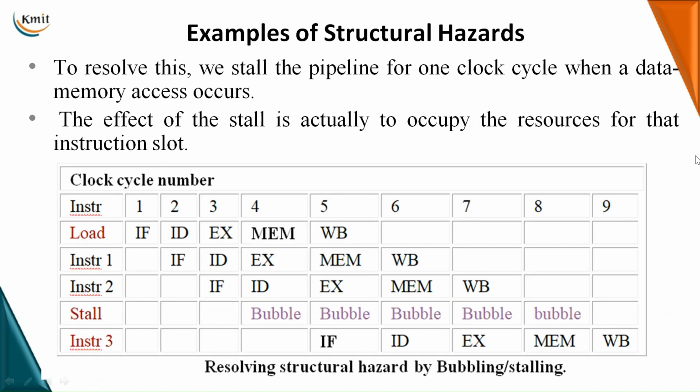So how can we resolve this situation? In order to resolve this, we are going to implement the concept of pipeline bubbling or the pipeline stalling technique for one clock cycle whenever there is a structural hazard between these two instructions. Rather than executing instruction I3 in the fourth clock cycle, we are going to bubble or stall the pipeline for one clock cycle, so that in the next clock cycle the instruction I3 will be fetched and executed. This way the structural hazard situation is resolved in the pipeline.